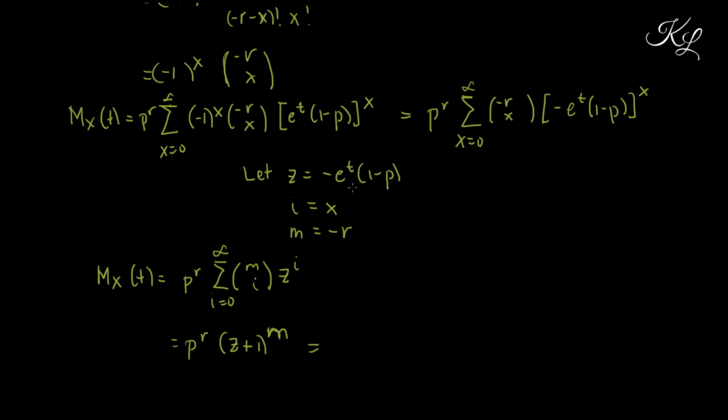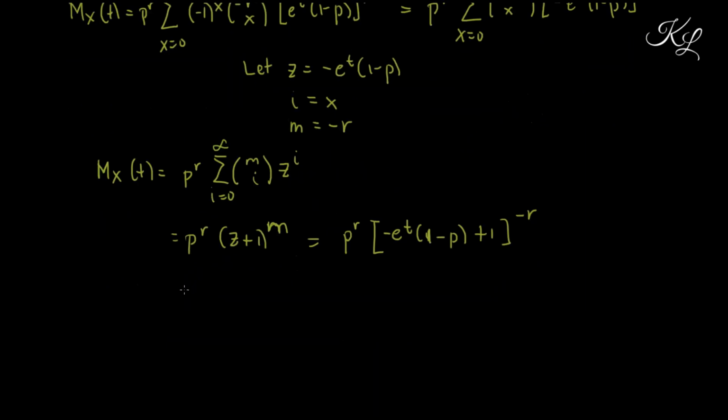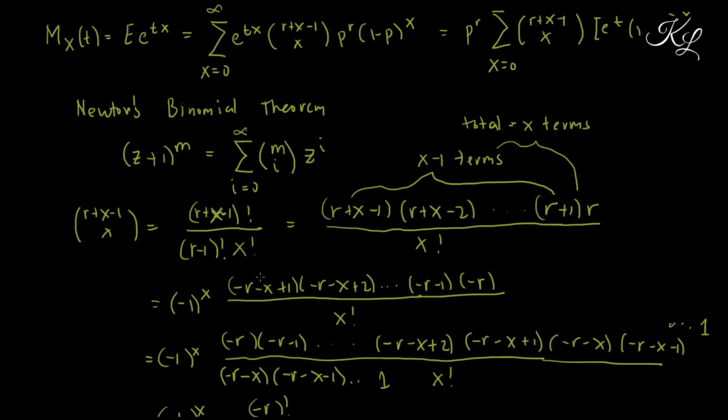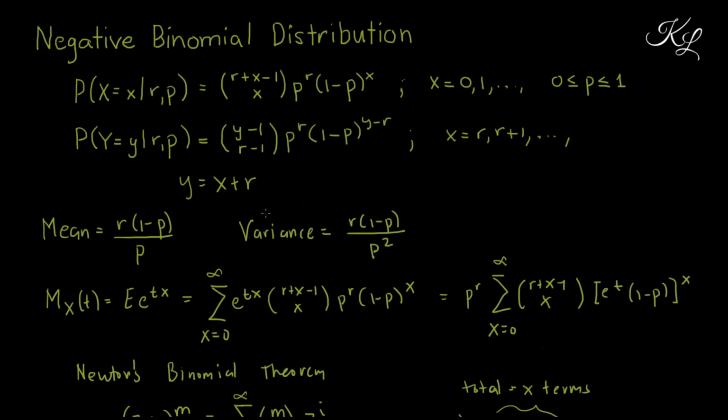Now we can do that, it is equal to p raised to r, then z plus 1 raised to m. Now we can bring back our variables. We can have p raised to r, and z stands for this term, negative e raised to t, 1 minus p, then plus 1. And m is negative r. So we can rearrange it, make it more beautiful. This one will become the denominator because it's negative. So p raised to r over, let me write first the one with positive, then we have 1 minus e raised to t times 1 minus p, raised to r. Also, you can write it as p over 1 minus e raised to t, 1 minus p, this is raised to r. So this is our moment generating function for the negative binomial distribution for the first form.